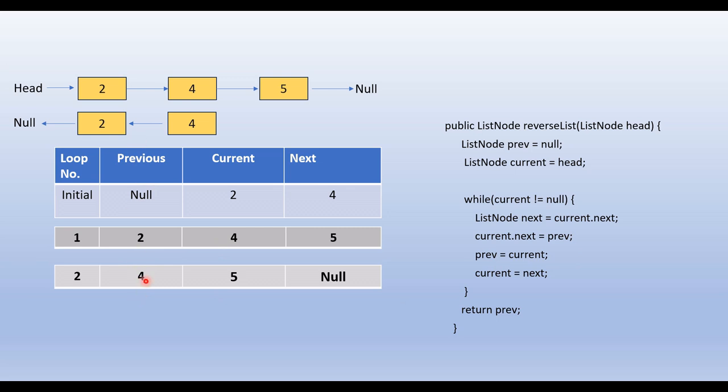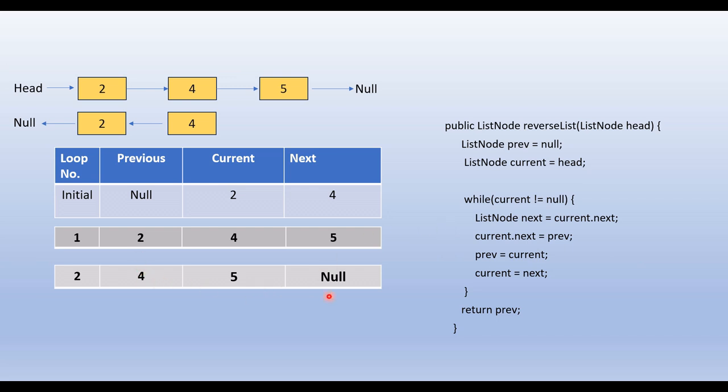So 4 will now be previous, and then 5, which was the next node of 4, will be shifted to the current node variable. And we know that the next node after 5 is null, so we'll write it as null. For the third loop, the current node value will be 5. We have already reversed the direction for the first 2 nodes. Now we are left with the third node whose direction needs to be reversed.